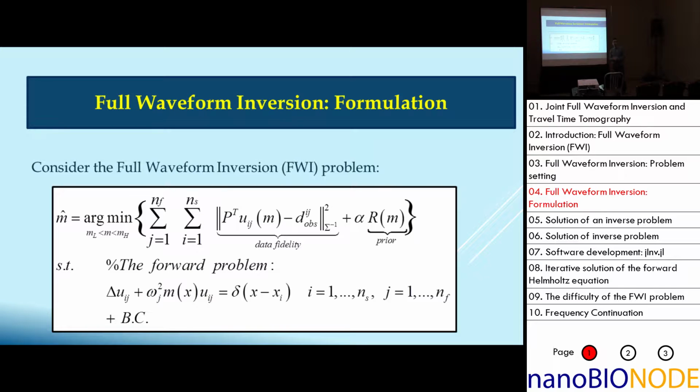This problem is ill-posed, so we need regularization or prior information. And here we've got bounds, which is also prior information, to keep the solution physical. So we know what to expect in terms of the properties of the Earth. We know that it will be somewhat piecewise constant or piecewise linear. So we introduce those terms to make the solution physical.